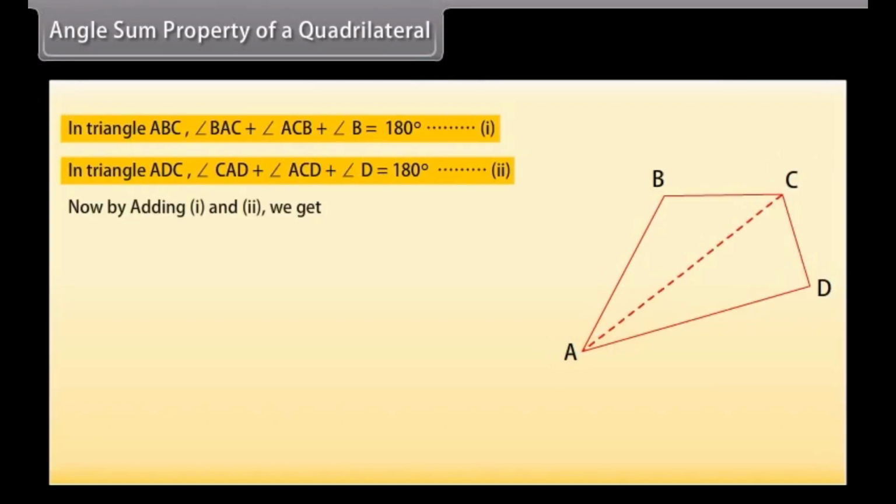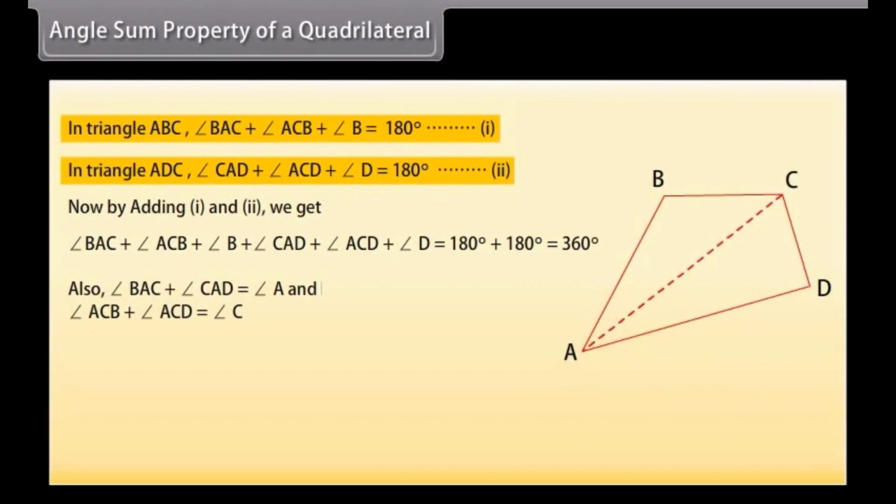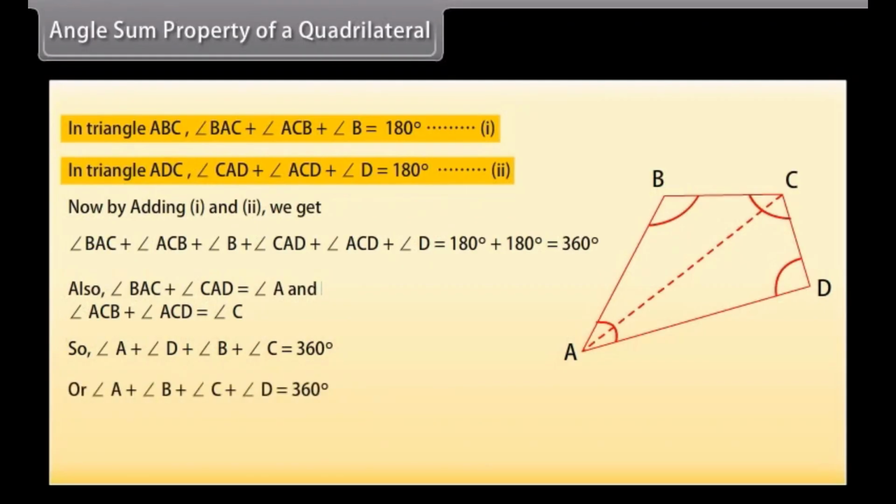Now, by adding 1 and 2, we get angle BAC plus angle ACB plus angle B plus angle CAD plus angle ACD plus angle D is equal to 180 degrees plus 180 degrees, which is equal to 360 degrees. Also, angle BAC plus angle CAD is equal to angle A, and angle ACB plus angle ACD is equal to angle C. So, angle A plus angle D plus angle B plus angle C is equal to 360 degrees. Or, angle A plus angle B plus angle C plus angle D is equal to 360 degrees. That is, the sum of the angles of a quadrilateral is 360 degrees.